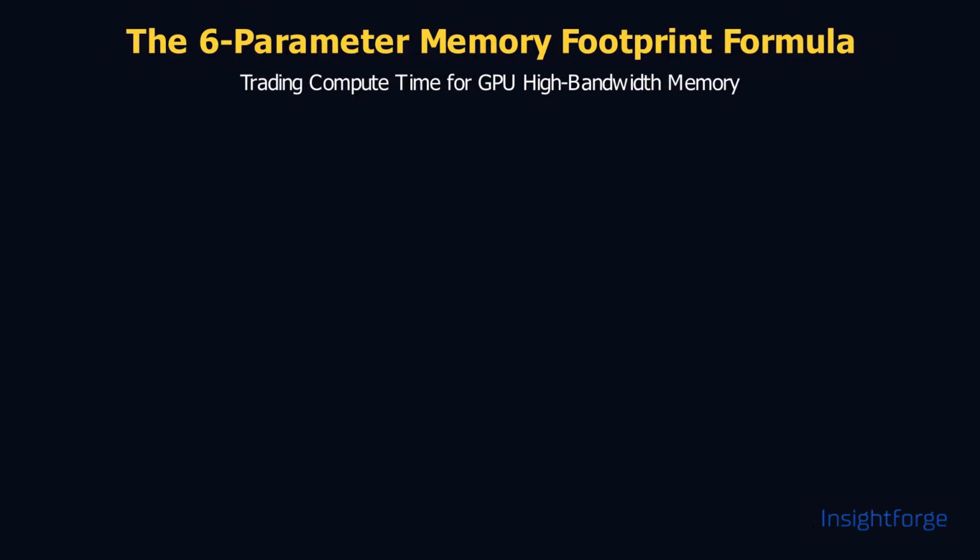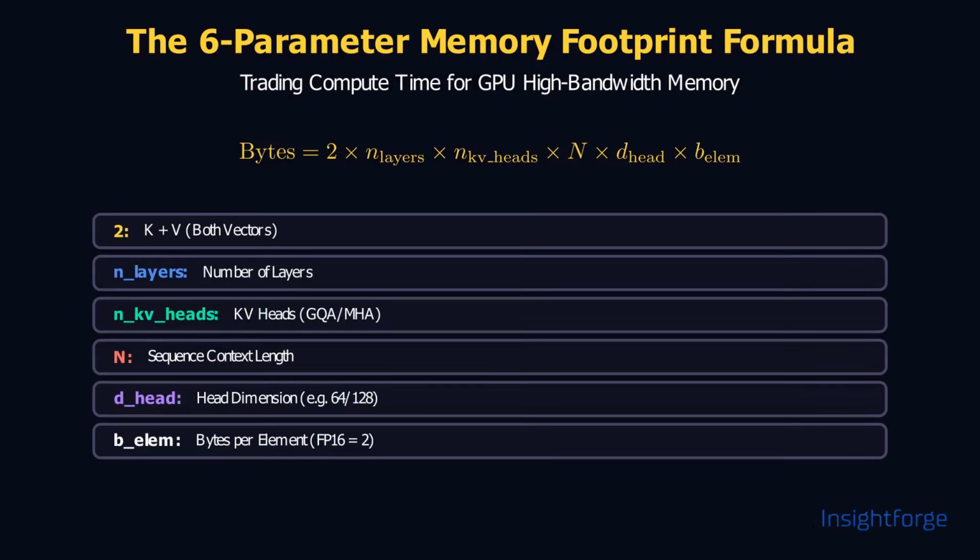But this optimization does not come for free. We are trading time for space, and the memory cost of saving these vectors is immense. In fact, you can calculate the exact memory footprint of the KV cache using a simple 6-parameter formula. The total bytes required equal 2, because we are caching both keys and values, times the number of layers, times the number of key-value heads, times the sequence length, times the head dimension, times the bytes per element. Because half-precision formats like FP16 or BF16 use 2 bytes per element, this memory accumulates incredibly fast.